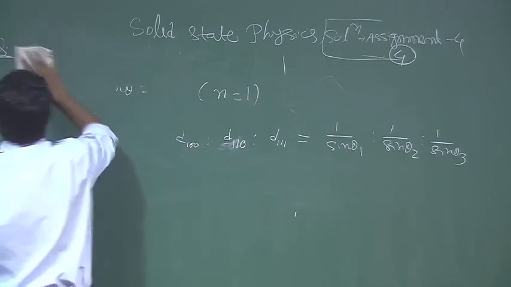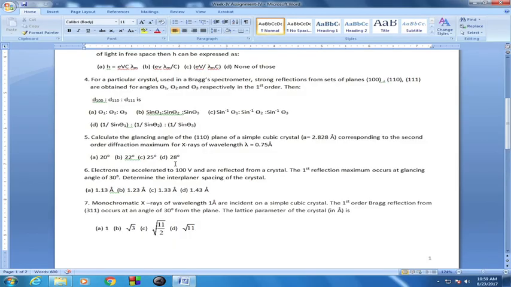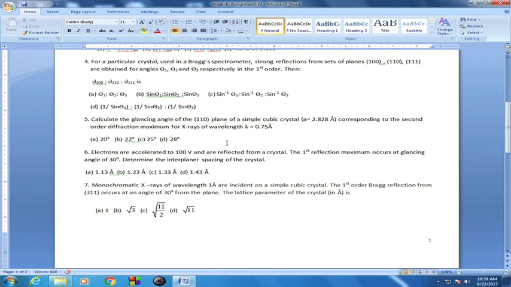Next, we will go to the next question, question number 5. First, let us go through it once. Calculate the glancing angle of the 110 plane of a simple cubic crystal. The lattice parameter is given 2.828 Angstrom, corresponding to second order diffraction. So, this is the case of second order diffraction, and we have to find the glancing angle.